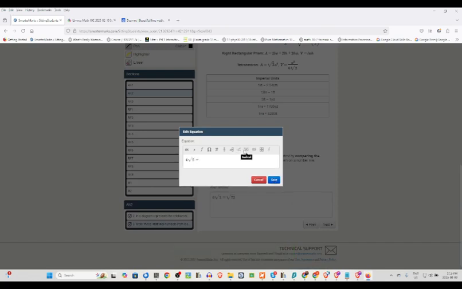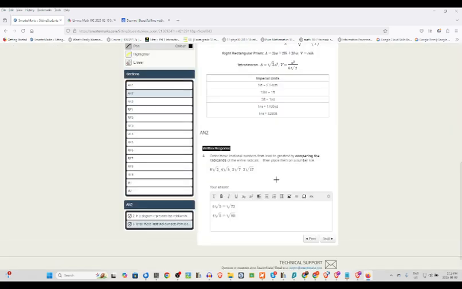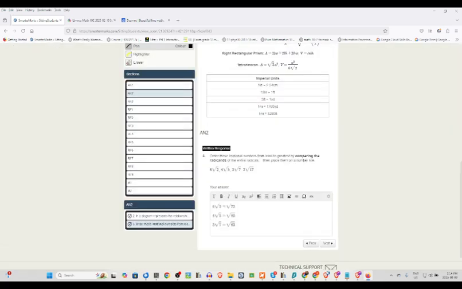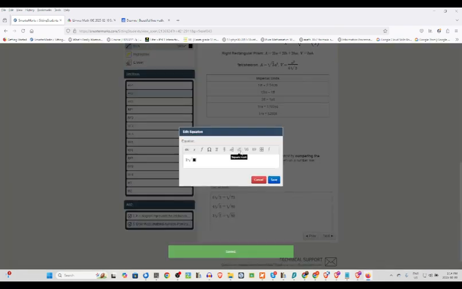4√5. We bring that inside. 4 squared is 16. 16 times 5 is 80. 3 times 7 is 63, or 3 squared times 7. If we have 3√7, that's √63. And finally, 2√17. That's going to be 4 times 17, which is 68.